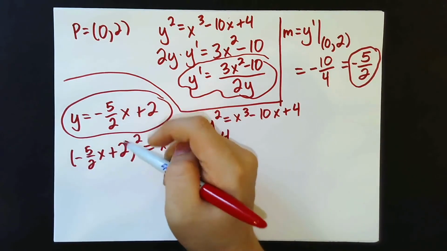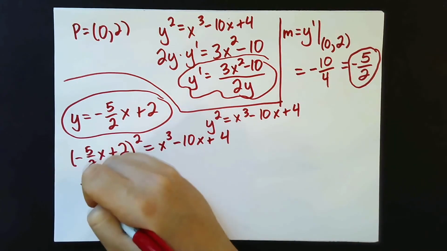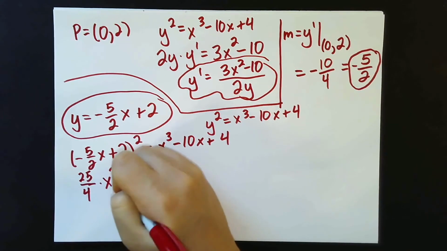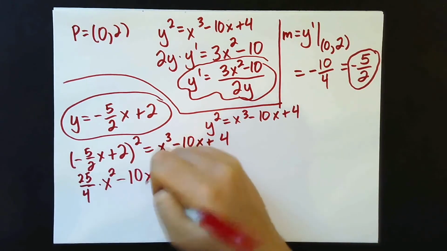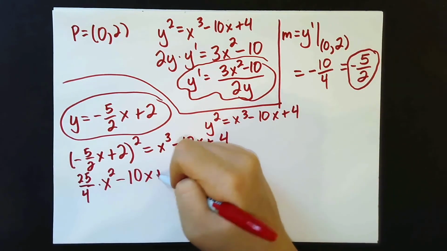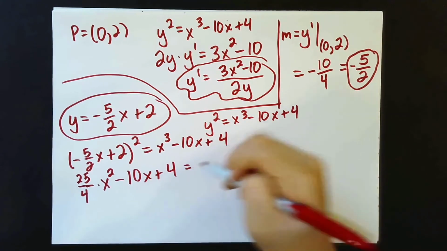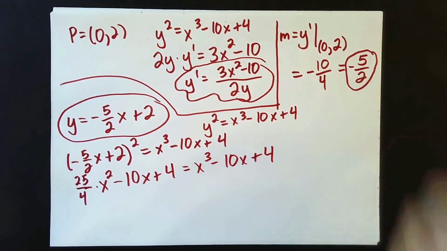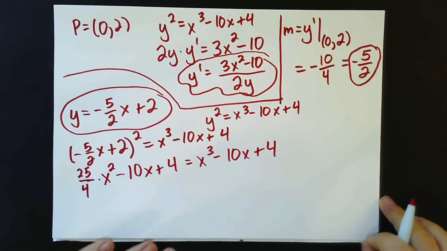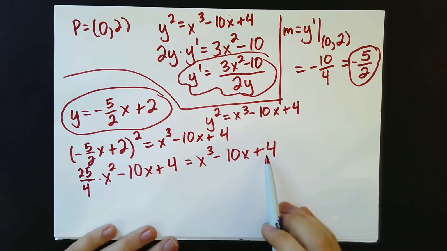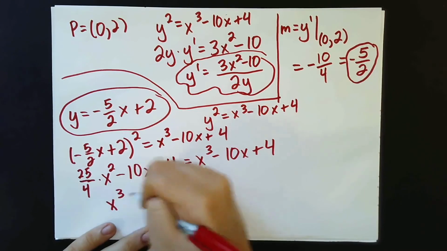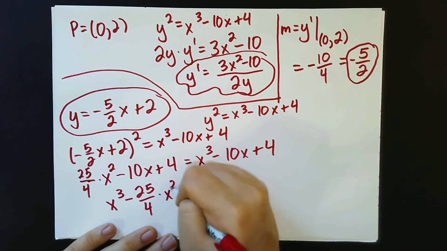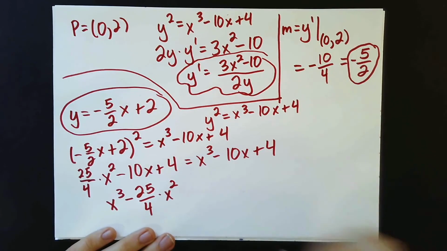Okay, so when I multiply this out, I am going to get 25 fourths times x squared minus 10x plus 4 equals x cubed minus 10x plus 4. And so then I'm going to move everything over. I'll get x cubed minus 25 over 4 times x squared. Actually, that's it.